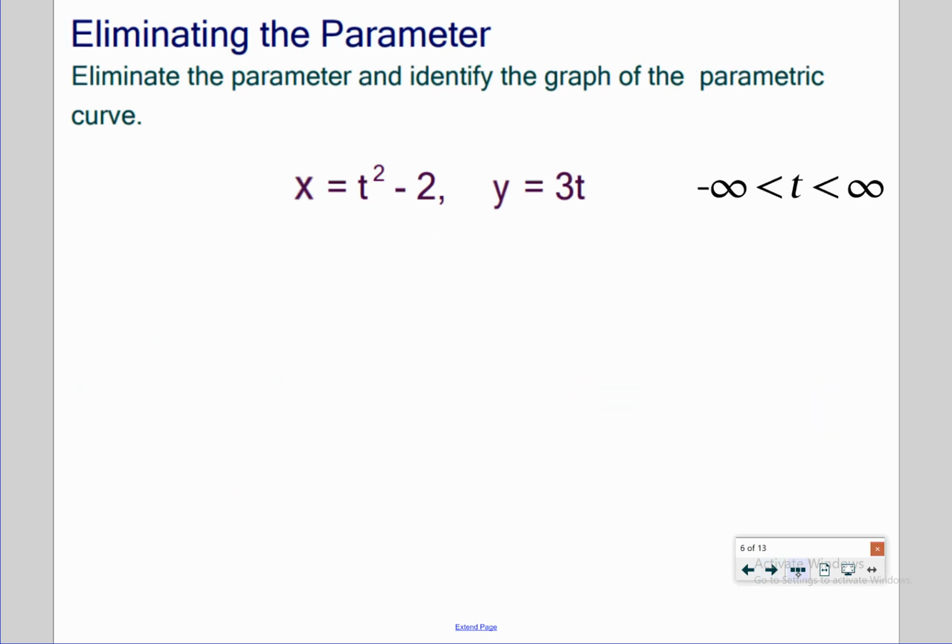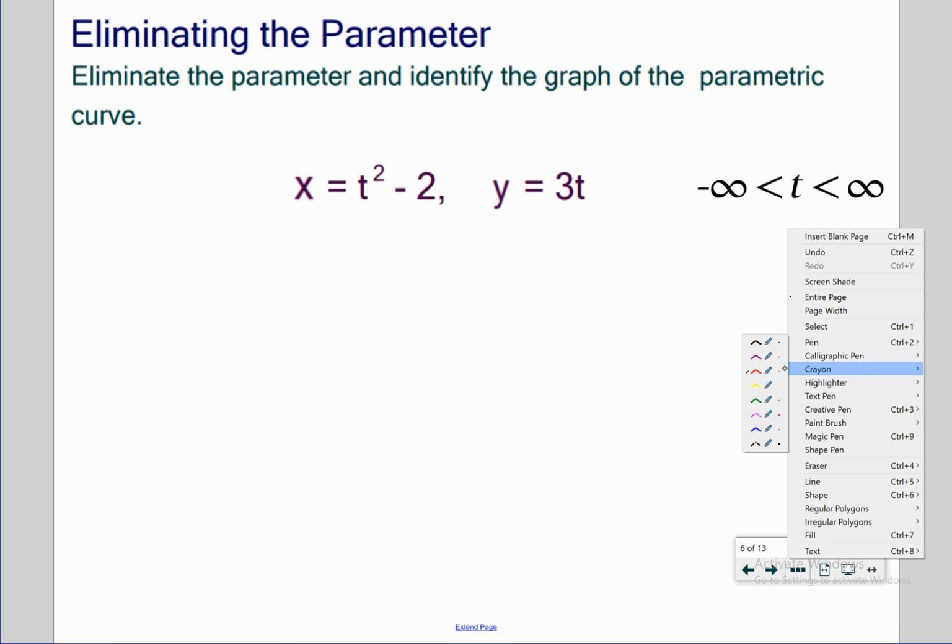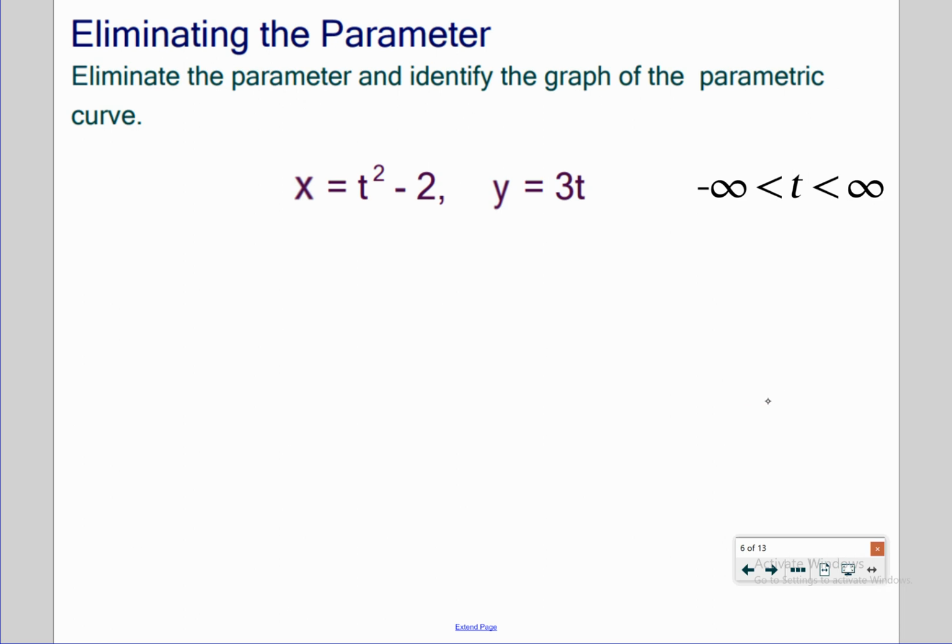All right, let's do another one. So this time we're going to eliminate the parameter again. Figure out what kind of equation we've got. This one is, again, not restricted; the parameter is defined between negative infinity and infinity. So I want to get my t alone, and I'm going to start with my x equation. So let's see, x plus 2 equals t squared.